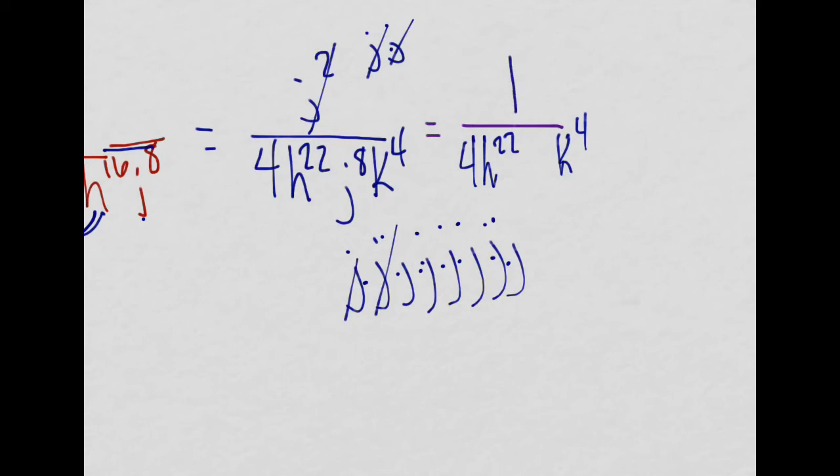How many j's do I have left on the bottom? I have 6. Now the shortcut says you're going to take your top number. You're going to decide which one has more, the top or bottom. Well, the bottom has more. And then you're going to subtract the two numbers. Well, 8 minus 2 gives me 6, and I know it goes into the bottom because the bottom had more.